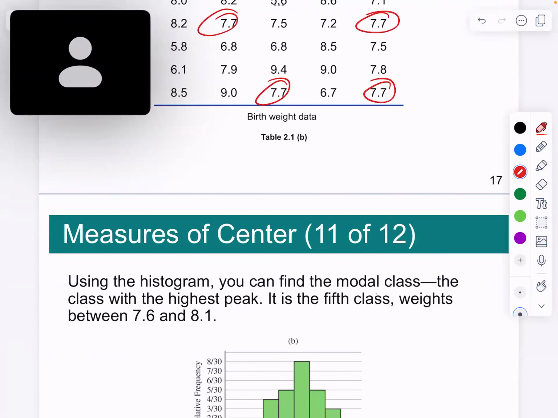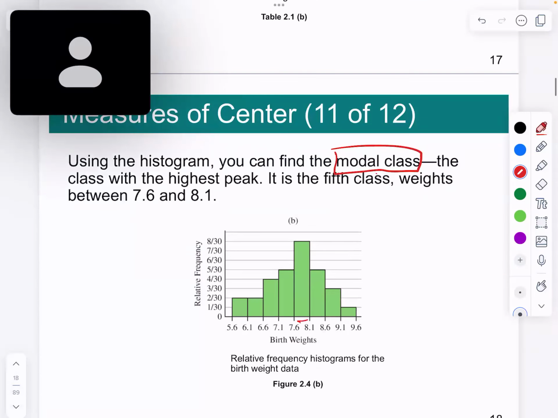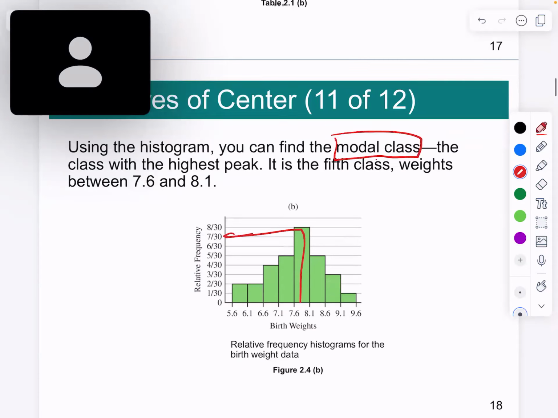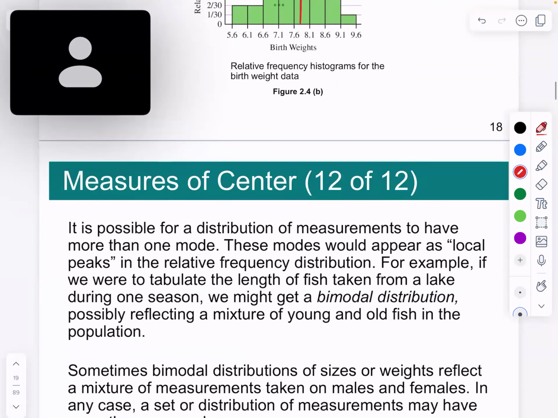Now, using the histogram, you can find the modal class, the class with the highest peak. It is the 5th class, which is right here. So the mode is easy to pick. You don't have to do too much calculation to get the mode, but you sometimes have to do calculation for the median, and for the mean all the time.